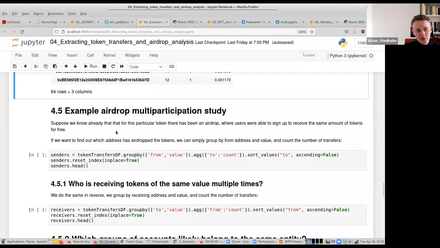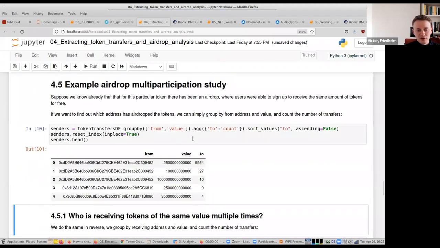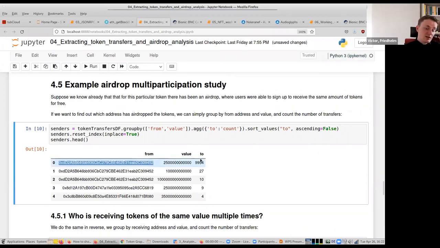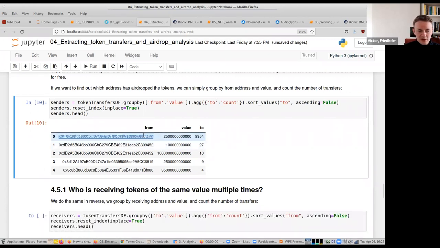So suppose we know already that in this particular token network, we are actually looking at an airdrop. So there were tokens that were distributed for free, and people only had to sign up for it, for example, through some Google Forms. And so what you could then do is, okay, try to find out which address has airdropped tokens, likely by grouping by the from address and the value. And then you would see, okay, this particular address here seems to have sent this many tokens almost 10,000 times to different addresses. So in all likelihood, this is probably some airdropping node that just spent these tokens on lots of different accounts.